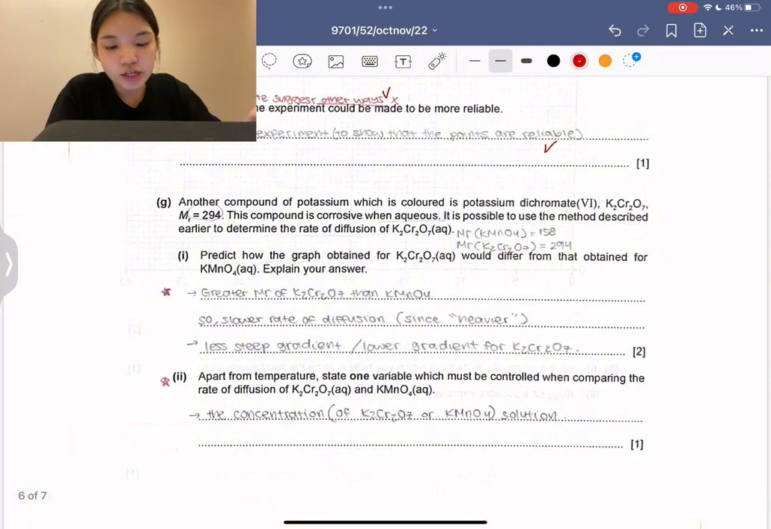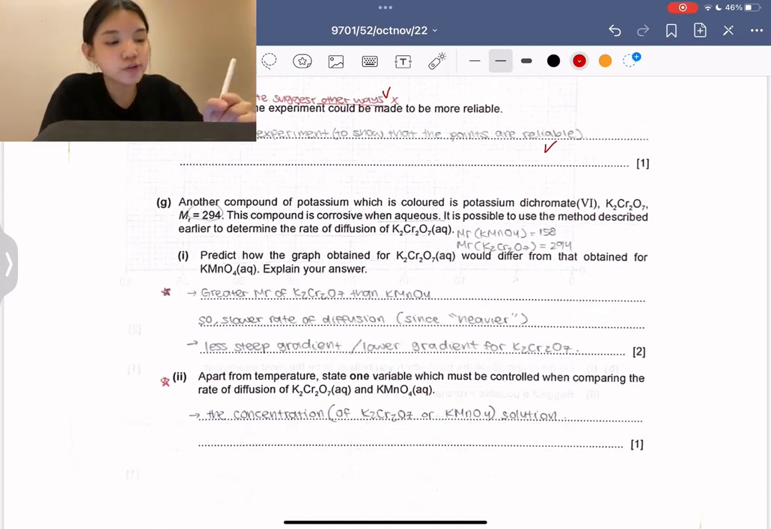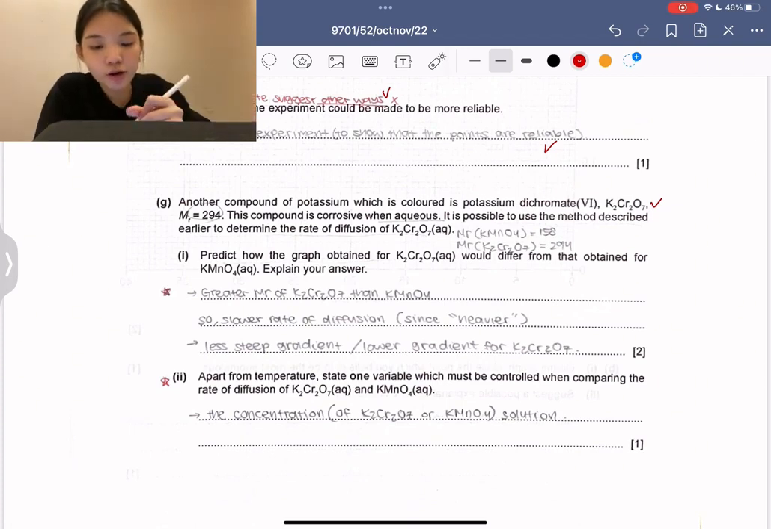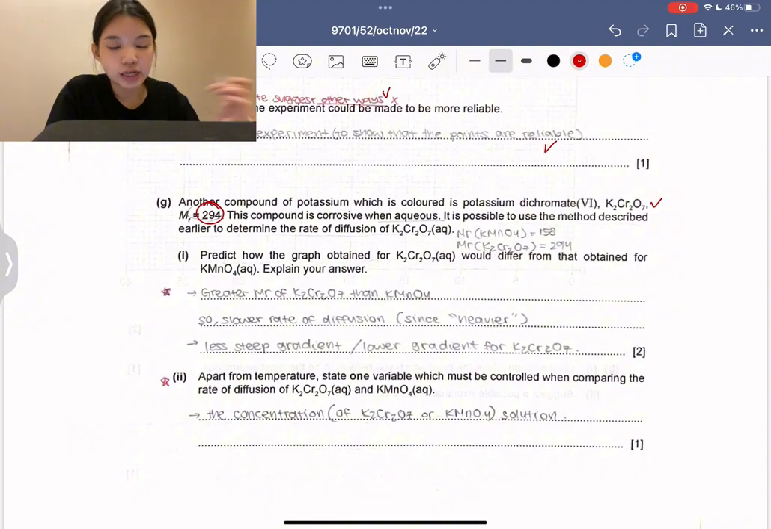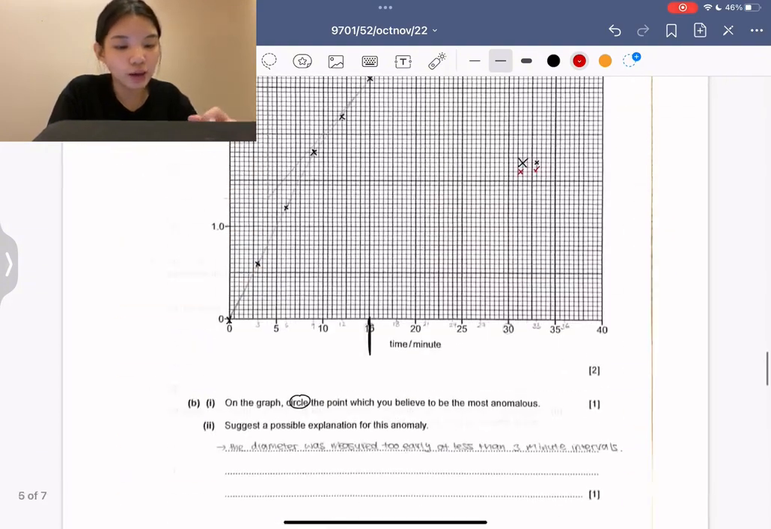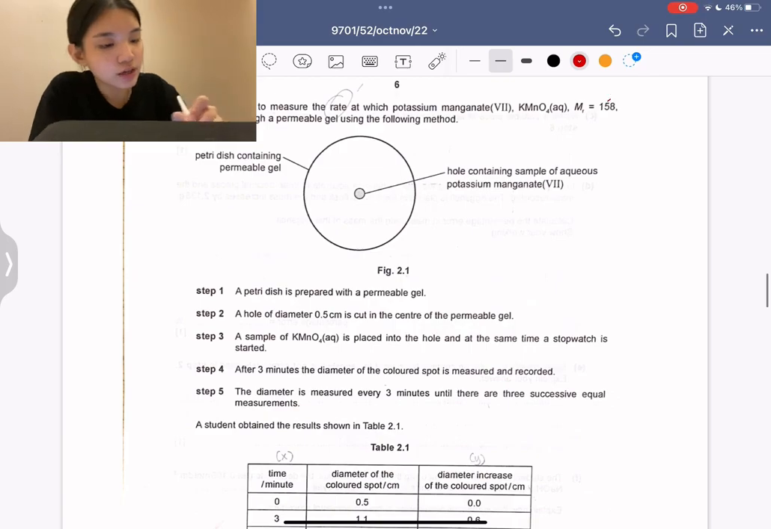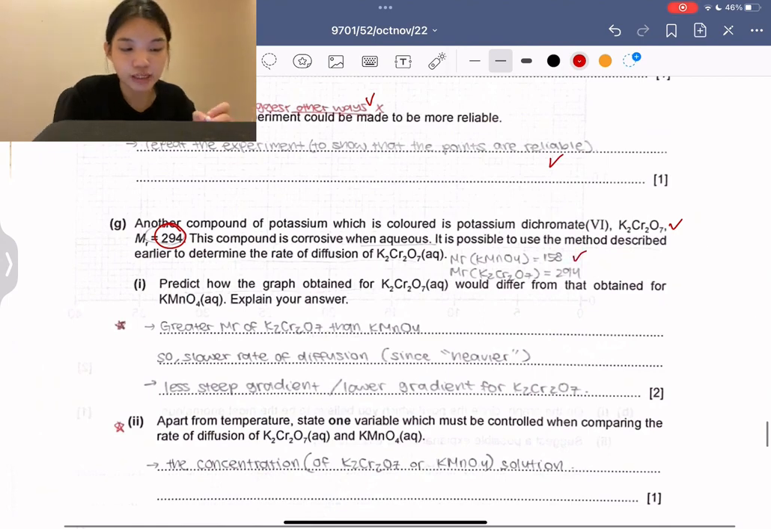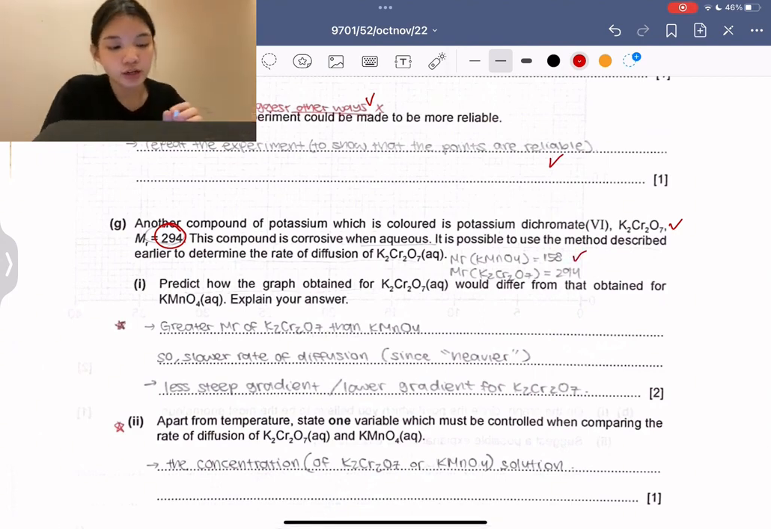So G, another compound of potassium which is colored is potassium dichromate, K2Cr2O7. So just now we used KMnO4, this time it's K2Cr2O7 with an MR of 294. And just now we read that the MR of KMnO4 is actually 158. And here I've written 158, K2Cr2O7 at an MR of 294. This compound is corrosive when aqueous. It is possible to use the method described earlier to determine the rate of diffusion of K2Cr2O7.